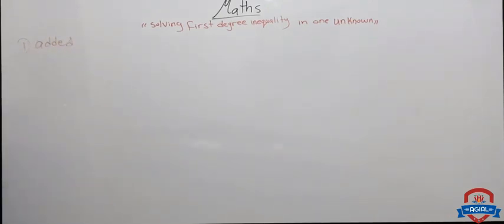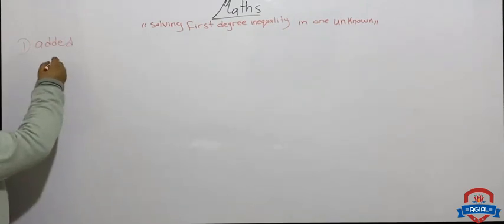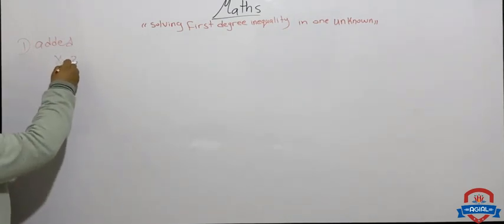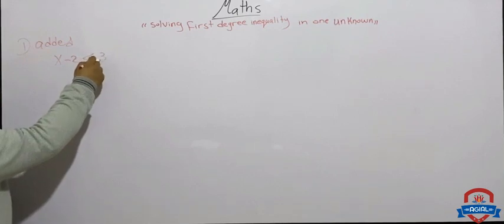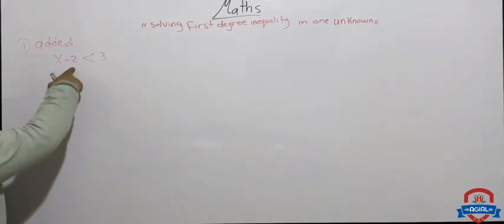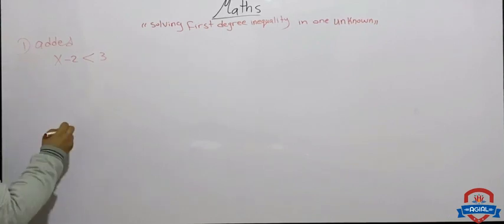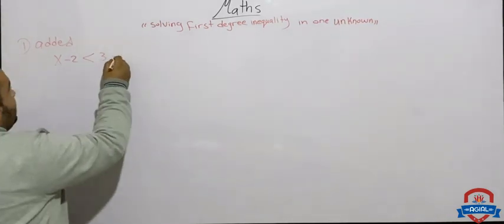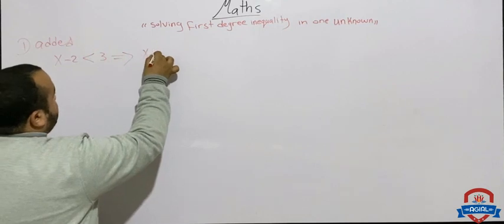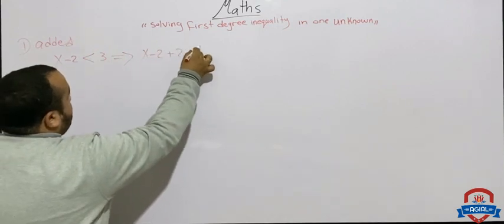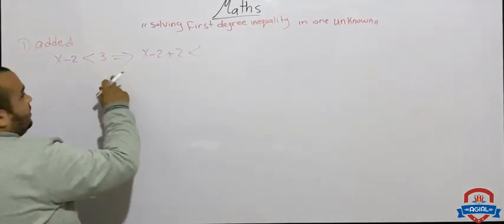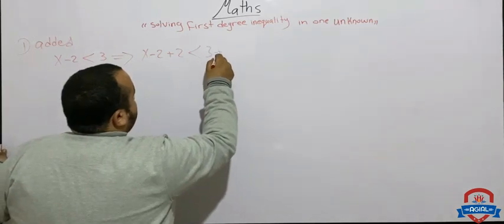The same number can be added to both sides of an inequality without changing the solution of the inequality. For example, if we have x minus 2 less than 3, to solve this inequality, we have to add 2 to both sides. So the left hand side equals x minus 2 plus 2, and the right hand side equals 3 plus 2.